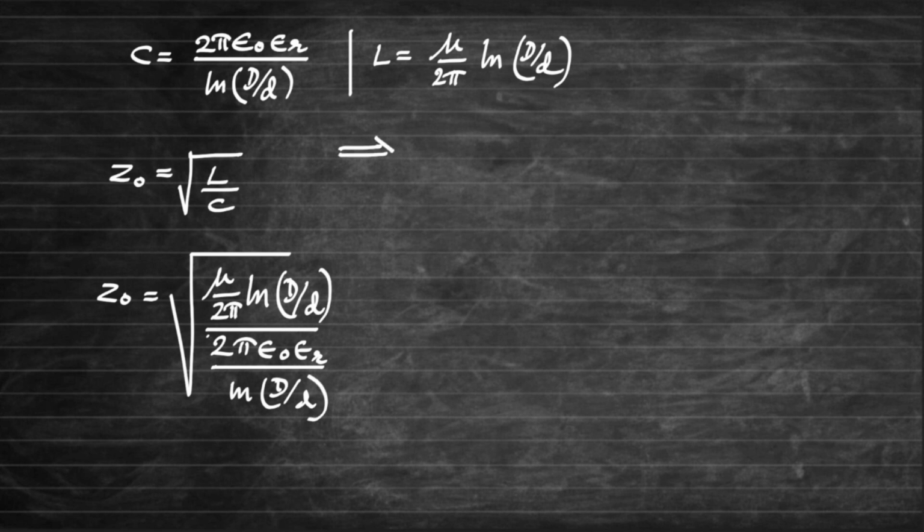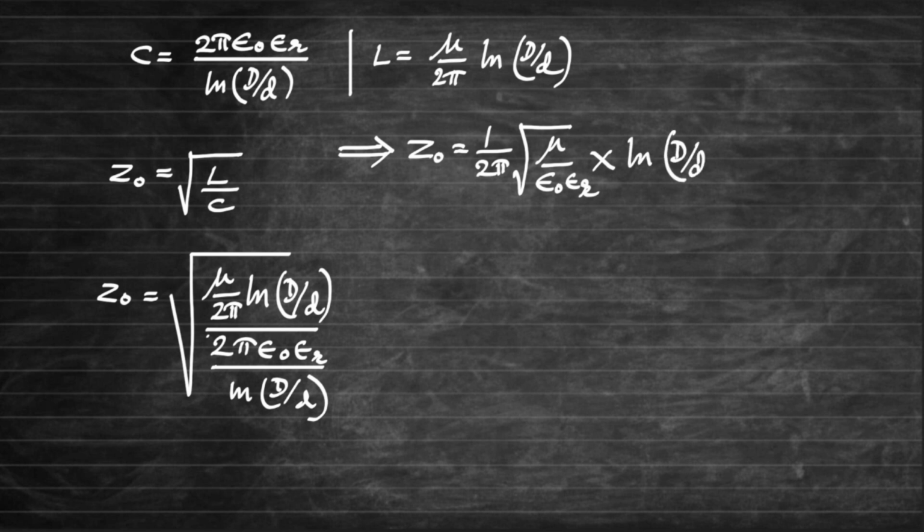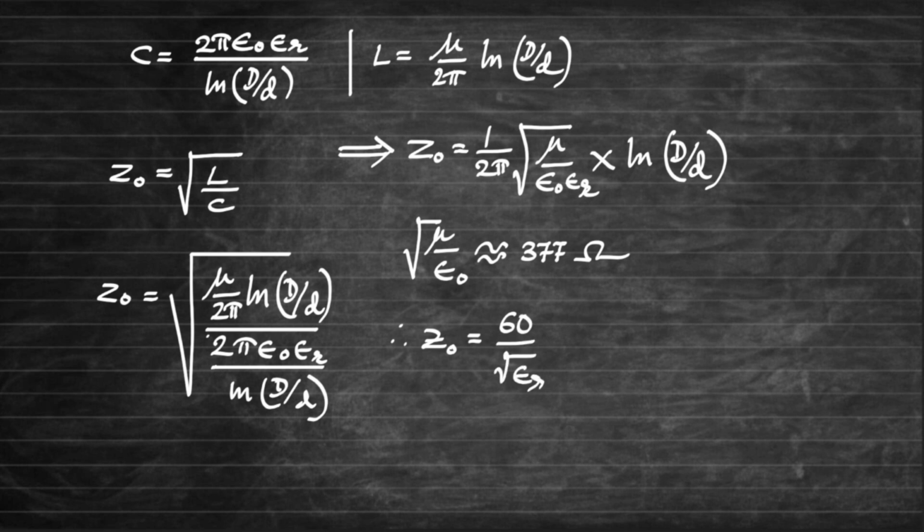After simplification, we obtain Z0 equals 1 divided by 2 pi multiplied by square root of mu divided by epsilon 0, epsilon r, multiplied by natural logarithm of capital D by small d. It can be experimentally verified that the square root of mu divided by epsilon 0 is approximately equal to 377 ohms. Therefore, the practical expression of characteristic impedance of a communication cable becomes Z0 equals 60 divided by square root of epsilon r multiplied by natural logarithm of capital D by small d.